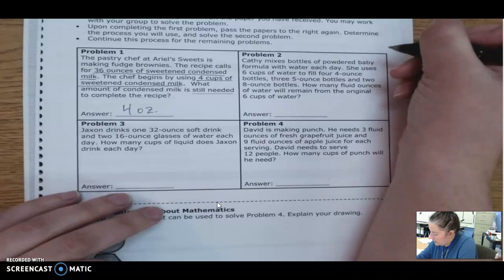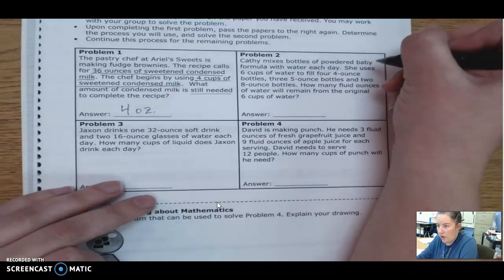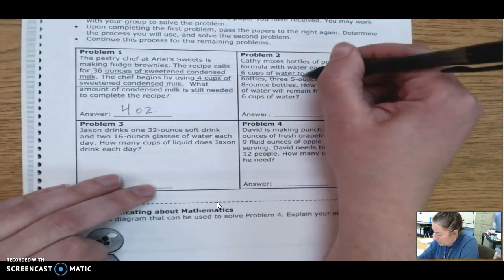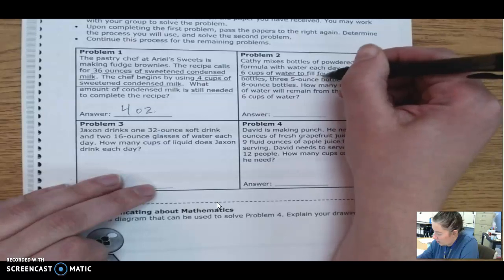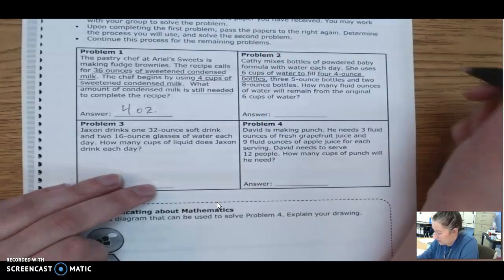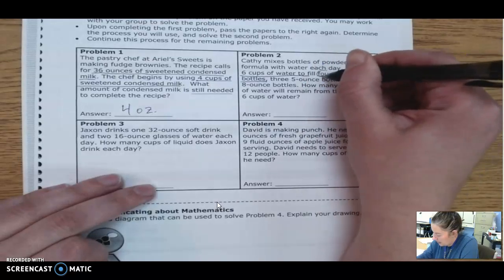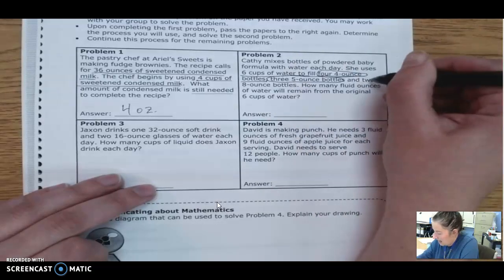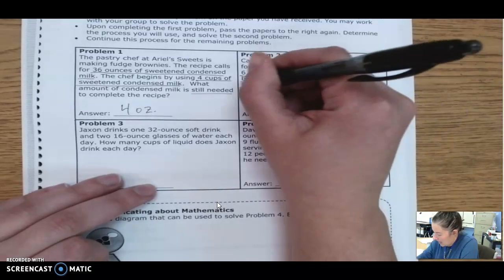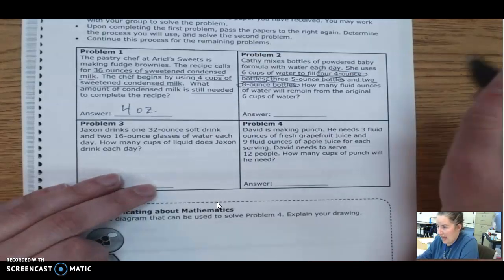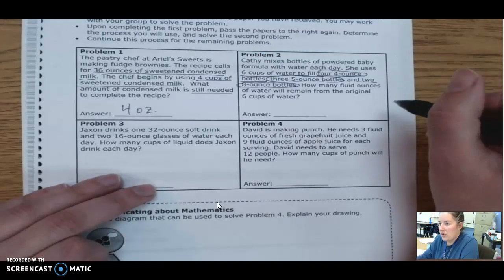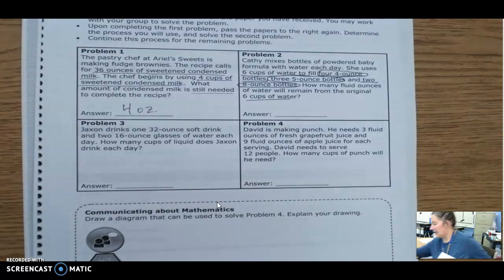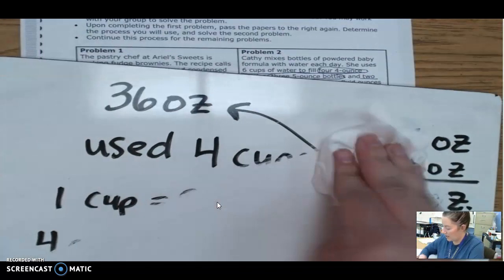Kathy mixes bottles of powdered baby formula with water each day. She uses 6 cups of water to fill 4 4-ounce bottles, 3 5-ounce bottles, and 2 8-ounce bottles. I'm going to have to draw a picture. This is a lot. How many fluid ounces of water will she have remaining from the original 6 cups? Goodness, I'm going to have to read that again, and I'm going to have to draw a picture. That was a lot of information.